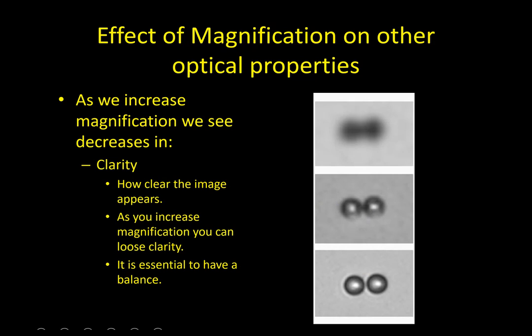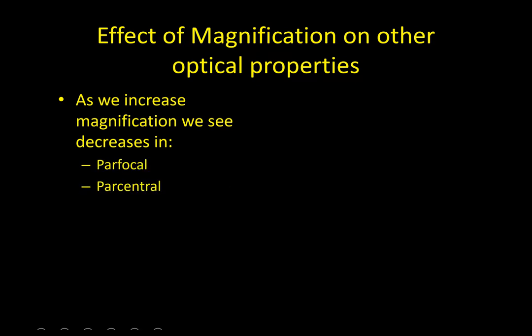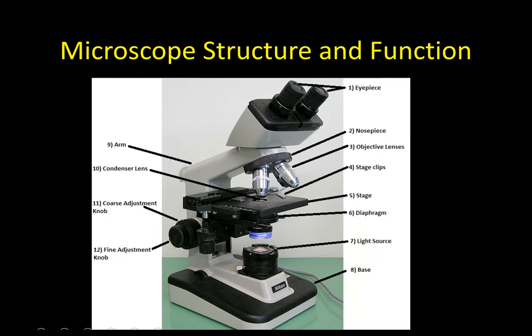Clarity, like I said, it's akin to resolution where you can actually see the details in the image. And parfocal and parcentral we just talked about, so I'm not going to go through it again. Now, let's look at the microscope and its parts and pieces.